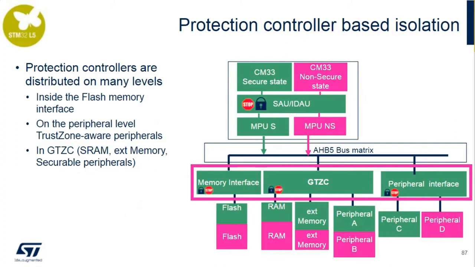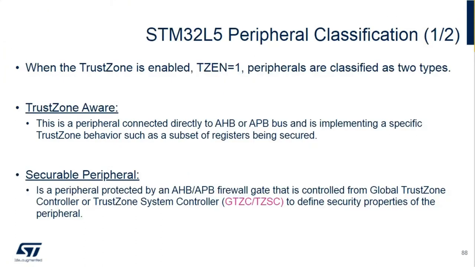So the protection controllers, as I mentioned, are distributed on different levels: inside the flash, on the peripheral. This slide is leading us into a discussion of TrustZone-aware peripherals versus securable peripherals. When the TZEN equal 1 bit is set, TrustZone is enabled, and the peripherals are identified as TrustZone-aware or securable. A TrustZone-aware peripheral is connected directly to the system bus or the APB peripheral bus and implements specific TrustZone behavior. It knows that TrustZone is there. A securable peripheral is protected by the AHB and the APB, and it is controlled by the global TrustZone controller. So there are attributes that need to be defined. I'll get into why this is a neat thing in a few slides.